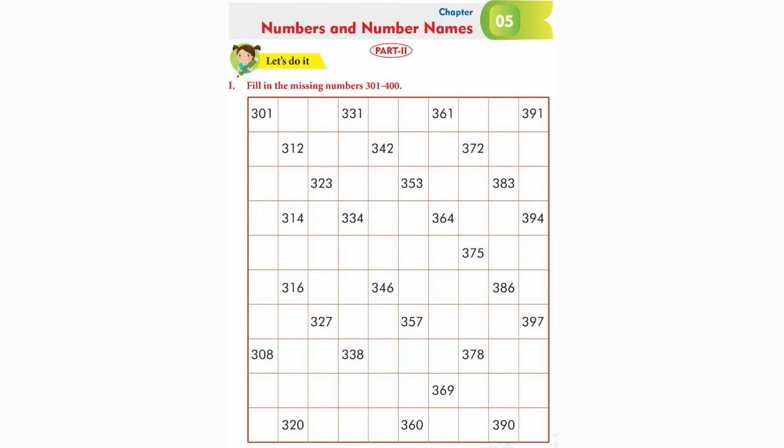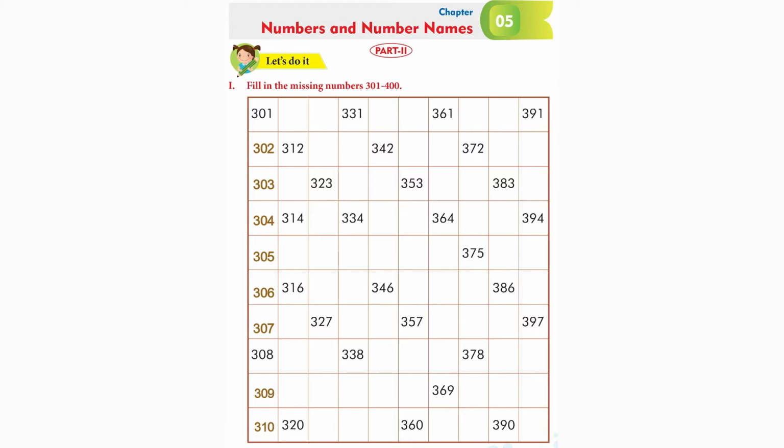In the first activity, you have to fill in the missing numbers from 301 to 400. So let's start. What comes after 301? It is 302 and then 303, very good, and then 304, 305, 306, 307, 308 is given already, 309 and 310. Very good. I hope you had fun filling that up.